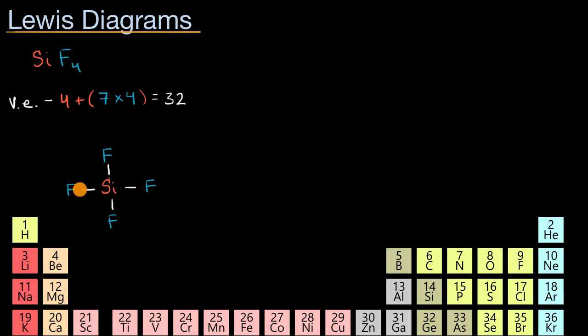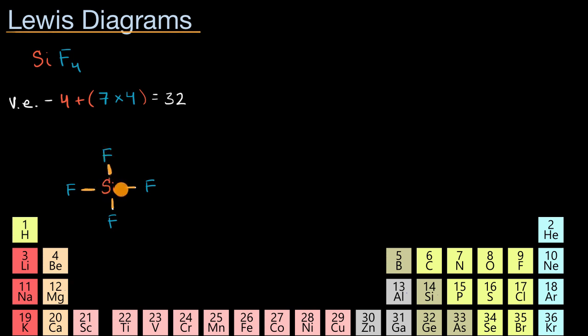Now each of these covalent bonds, each of these lines in our Lewis diagram, represents 2 electrons. For example, this one right over here that I'm doing in yellow represents 2 electrons that are shared by this fluorine and this silicon. This represents another 2 electrons shared between this fluorine and the silicon. There's another 2 electrons shared between this fluorine and this silicon. And this is another 2 electrons shared between that fluorine and the silicon.